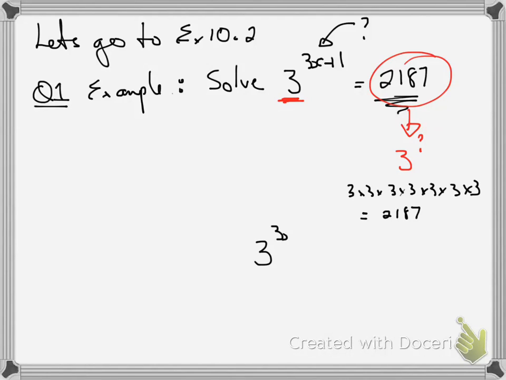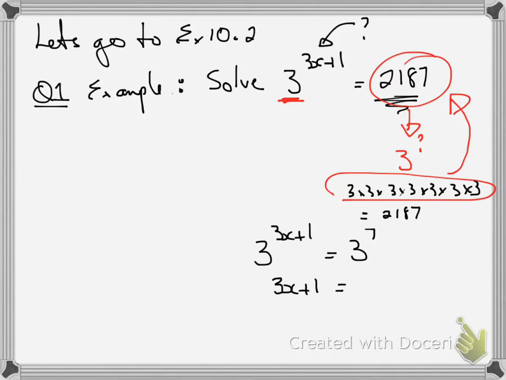3 to the power of 3x plus 1 must equal 3 to the power of 7. Where did the 7 come from? The 7 came from the simple fact there were 7 3's. That gave you that value. So now I know that 3x plus 1 has to be the same value as 7. It only makes logical sense. Both indices must equal each other, which therefore means 3x must equal 6, x must equal 2, and hence you have solved that question. Pretty straightforward.